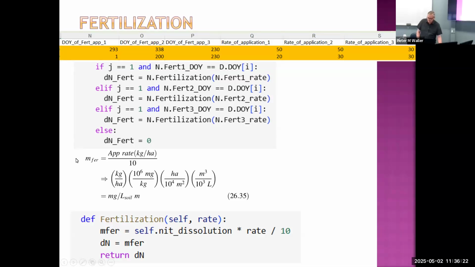And here you can see that M fer, the fertilizer, is just application rate divided by 10. So here it is. I have the dissolution rate in here, and I'm going to need to adjust that a little bit, but I'm just assuming the dissolution rate is 1, it all dissolves the first day I fertilize. But if it didn't, I'd have to change that. So I'm just returning the mass of fertilization.